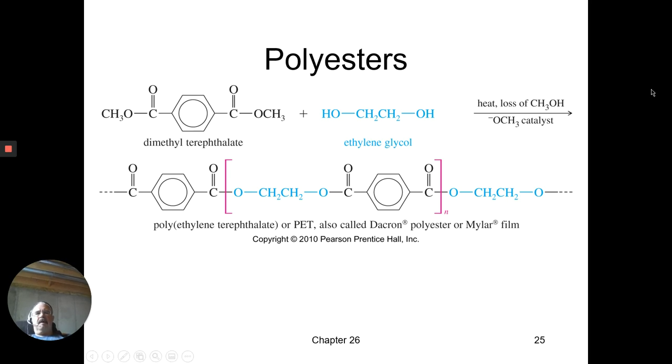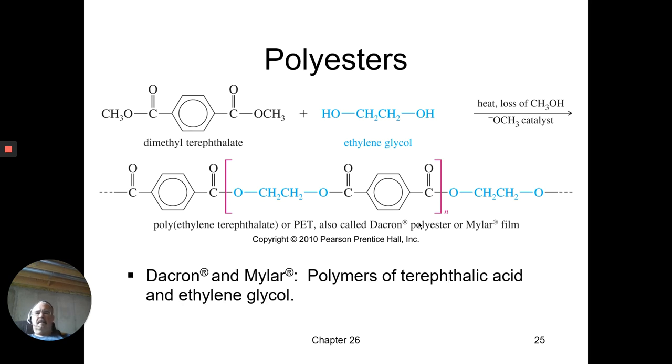Polyesters, this is one that we mentioned a few minutes ago. This is Dacron polyester or polyethylene terephthalate. If you're interested in recycling, this is type 1 plastic. This is used for a variety of purposes: Dacron, Mylar, and it's also used to make soft drink bottles.